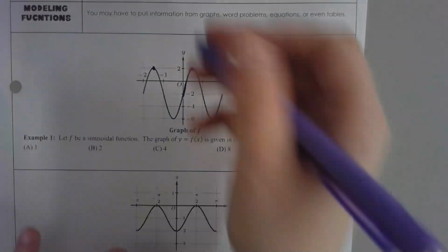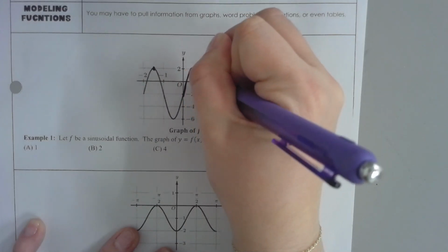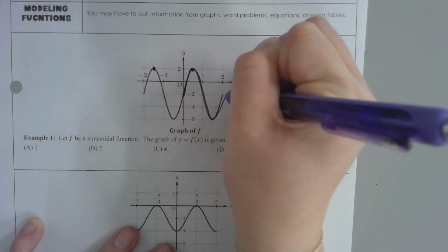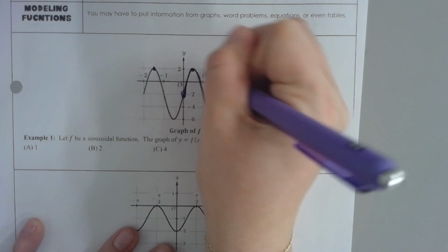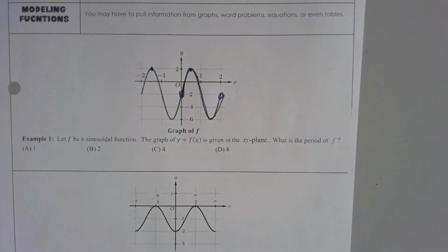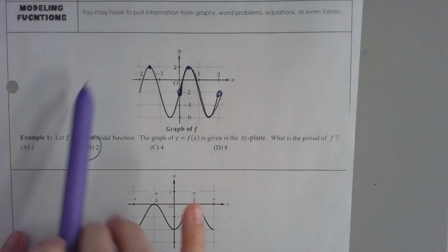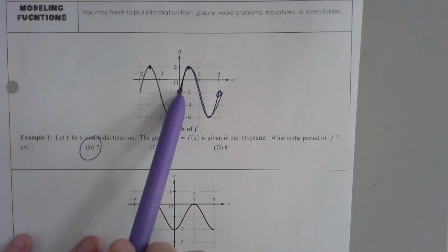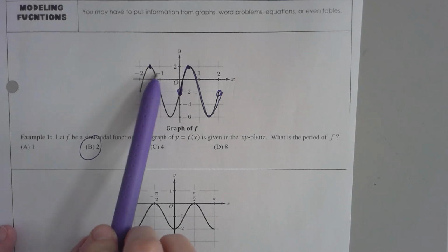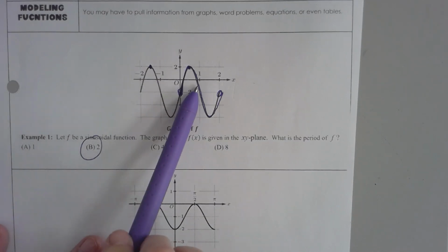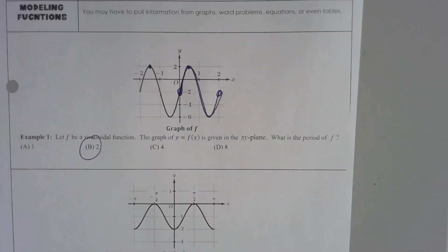So if I start from here and I go up, down, and back up, this completes one full cycle, one full period. So my period is what? 2. Yeah. If you measured from like max to max, this is from like negative 1.5 to positive 0.5. That's still a distance of 2. Okay.